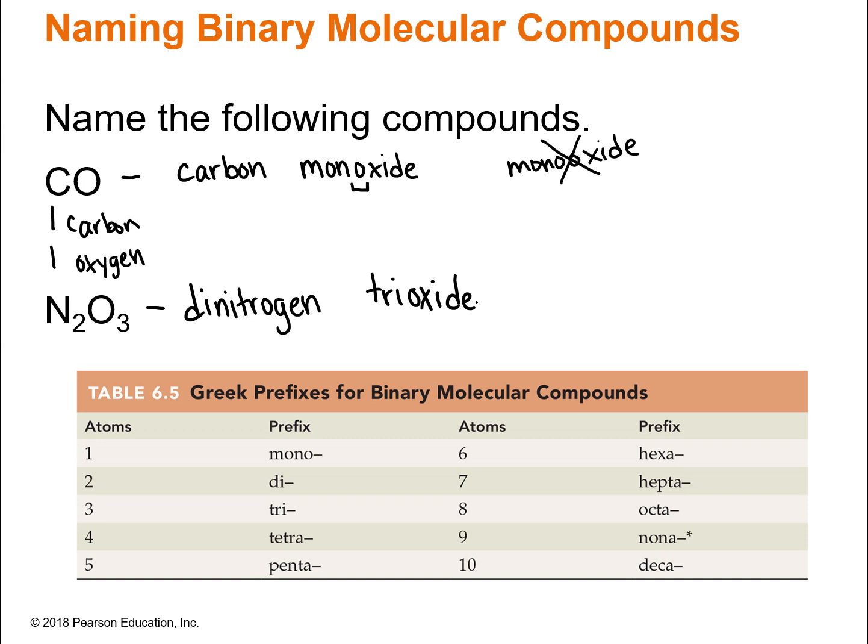So we good on naming the binary molecular compounds? I'm not going to go through an example where we go from the name to the chemical formula, but you will need to do that, and I have an example of that at the end. So if y'all are good, I'm going to push forward to the binary acids, and then we'll do practice on this at the end.